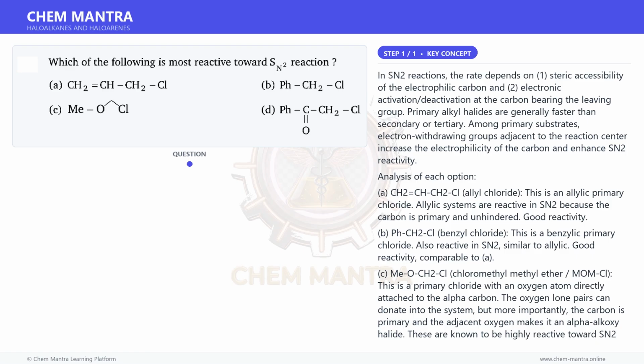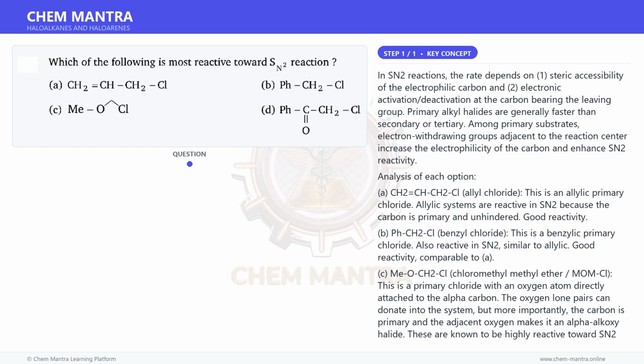D. PhC=O-CH2Cl, phenyl chloromethyl ketone, alpha-chloroacetophenone. This is a primary chloride with an electron withdrawing carbonyl group directly adjacent to the carbon bearing chlorine. The carbonyl group strongly withdraws electron density from the alpha carbon via both inductive and resonance effects, making the carbon highly electrophilic. This significantly activates the substrate toward nucleophilic attack in SN2.